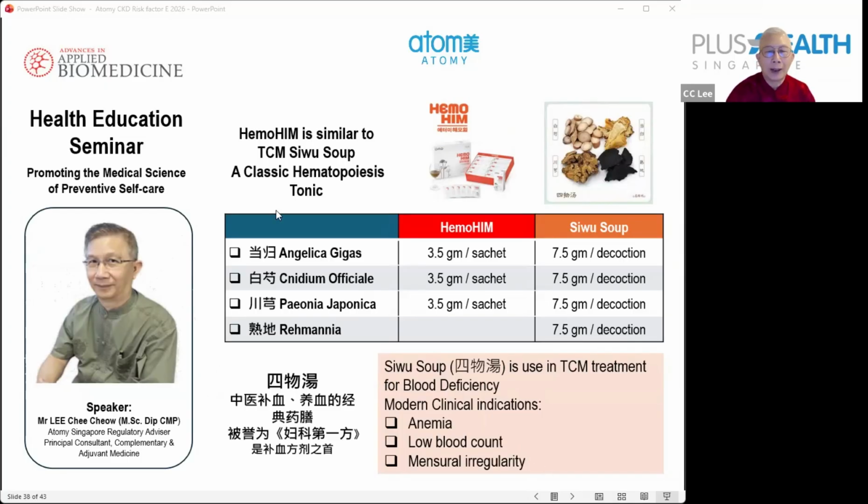So therefore, if you understand that hemohin is very similar to Suvisop, then you can also indirectly relate it to the function of hemohin in modern application. Hemohin can be used similarly to Suvisop in the clinical indication of anemia, low blood count, and menstrual irregularity.